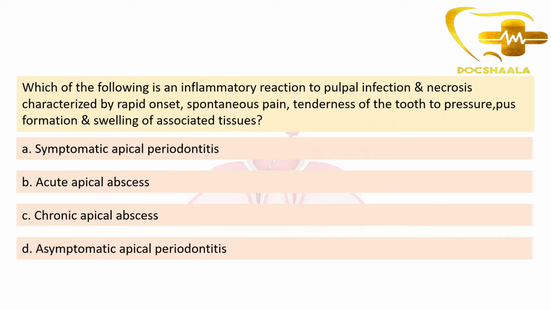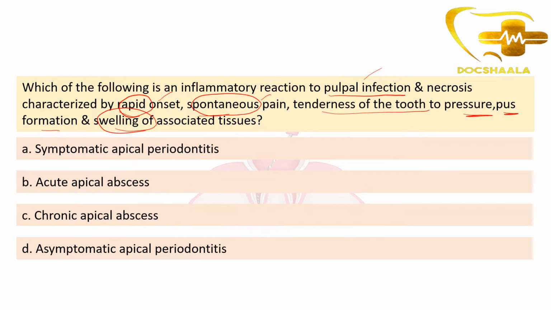The question is, which of the following is an inflammatory reaction to pulpal infection and necrosis characterized by rapid onset, spontaneous pain, tenderness of the tooth to pressure, pus formation and swelling of the associated tissue. These are the signs and symptoms that we are seeing. It is an inflammatory reaction to pulpal infection. We can see the necrosis of the tooth. The pain is rapid in onset and spontaneous, the tooth is tender to pressure, pus formation is seen and swelling of the tissues is associated.